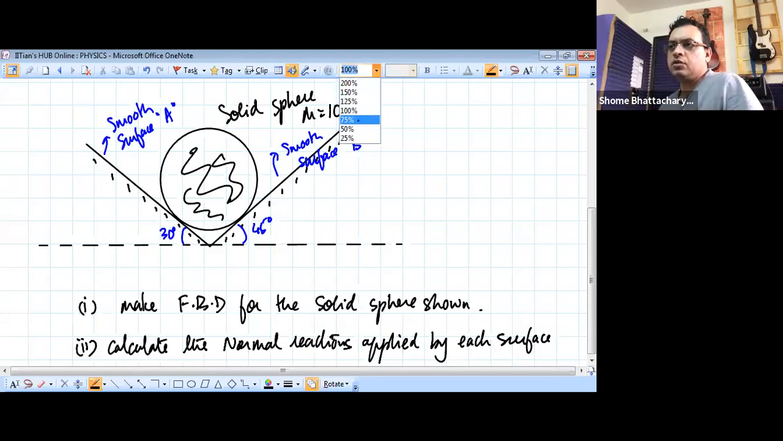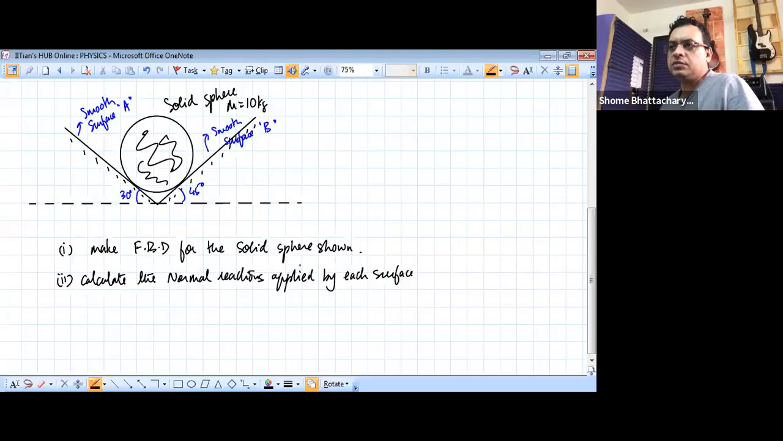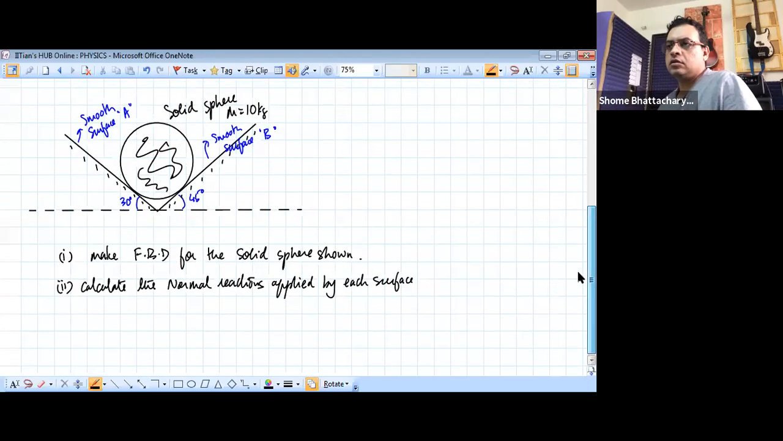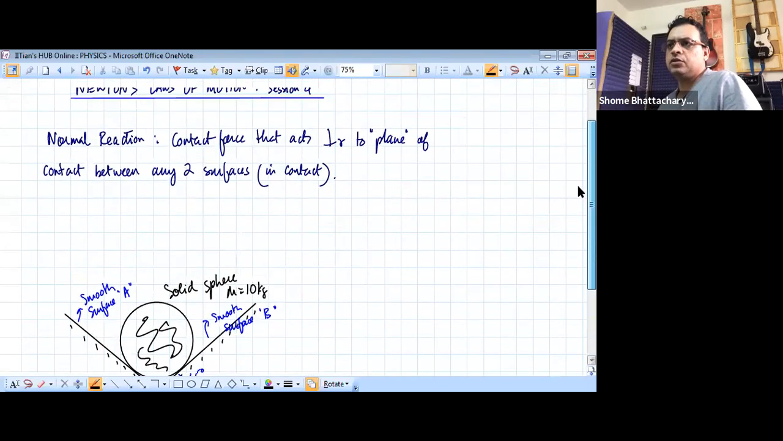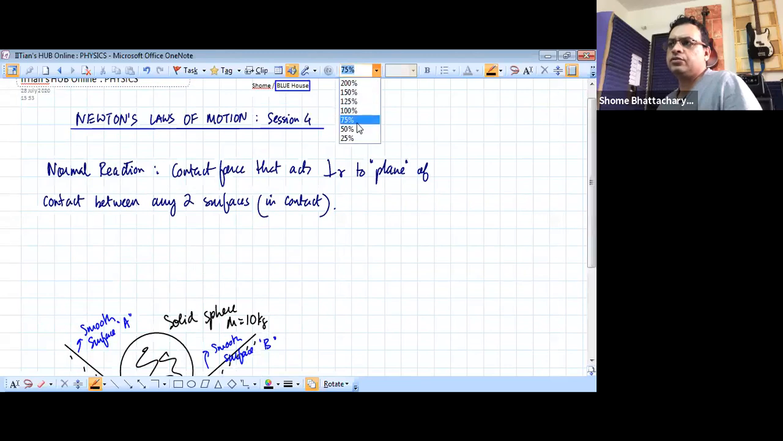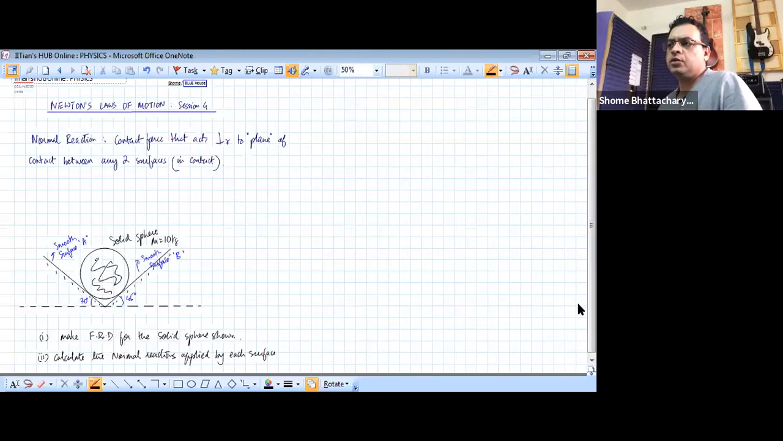So just do the question in the order it has been asked. First make the free body diagram and show all the forces acting on it. Then apply the concept of Newton's second law. This is where we started from. Okay, this was just a quick discussion of, we took a quick recap of what we discussed last time.